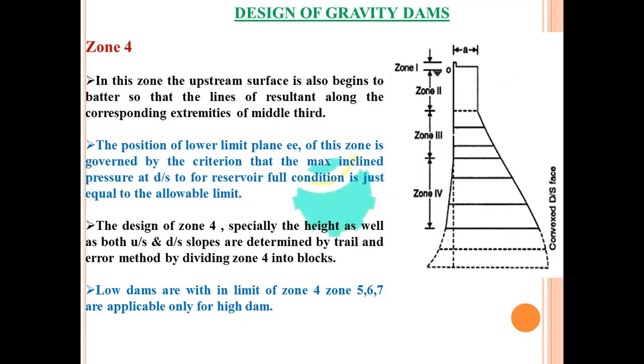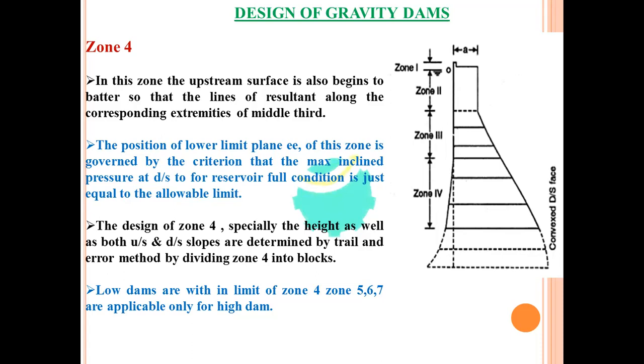So, compulsory in zone 4, we design so that the position of the maximum inclined pressure at downstream is just equal to the allowable limit. The design of zone 4, especially the height as well as both upstream and downstream slopes, are determined by trial and error method.